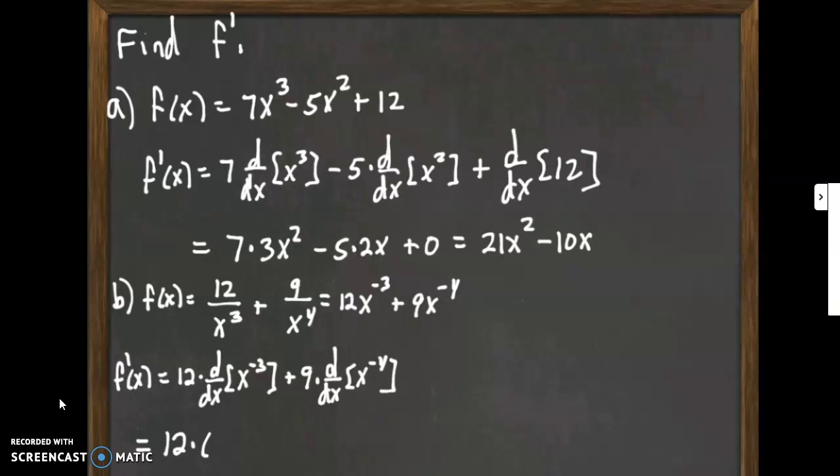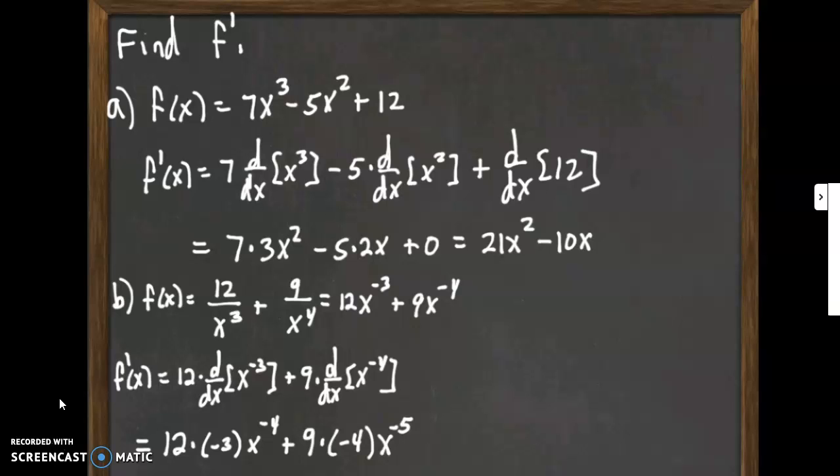So 12, and then we do the derivative of x to the negative third. We would multiply by the exponent. So 12 times negative 3, and we drop the exponent by 1. Plus 9, derivative of x to the negative fourth, we multiply by the exponent, drop the exponent by 1. And then we just need to clean this up.